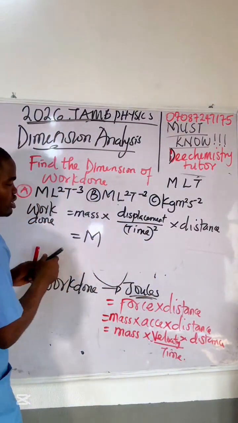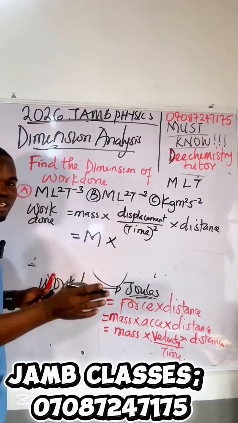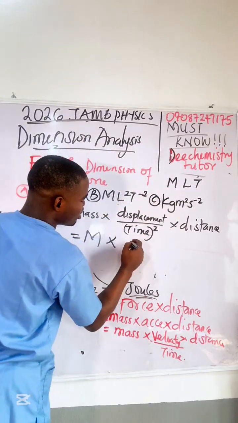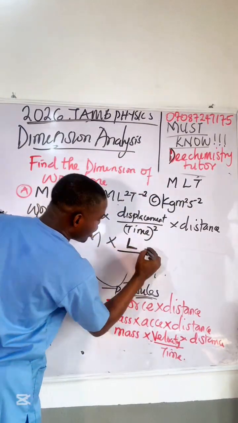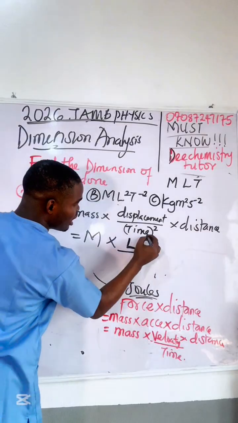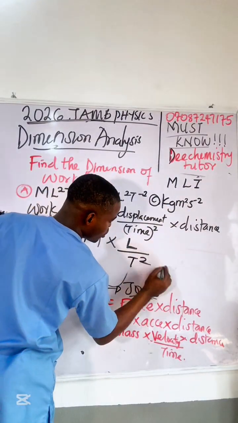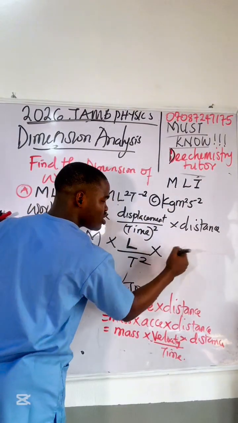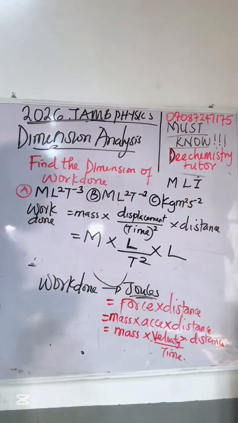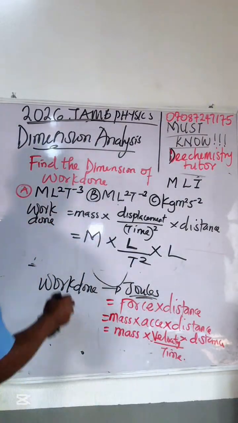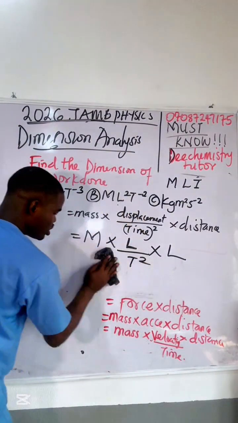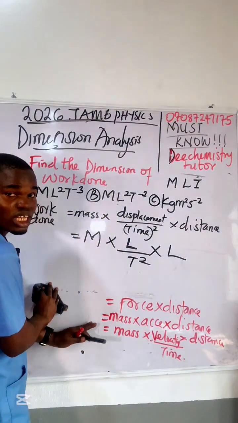So mass times displacement, which is a form of distance. So it will be represented with L. I already told you, anytime you have time, you represent it with T squared. Then distance is also a form of length, so it will be L. That's why this will be like this. I hope you understand this now.